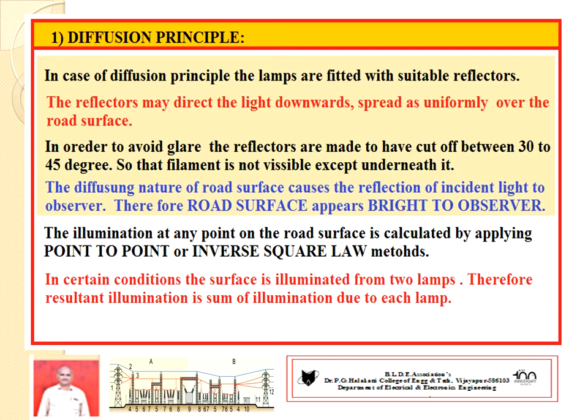The illumination at any point on the road surface is calculated by applying the point to point method or by using the inverse square law method. In certain conditions, the surface is illuminated by two lamps. In such a condition, the total illumination is the sum of the two lamps' illuminations.